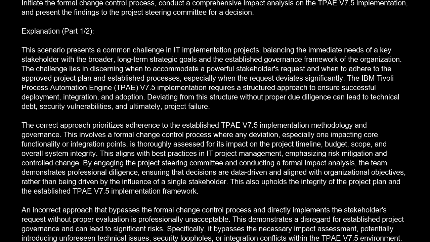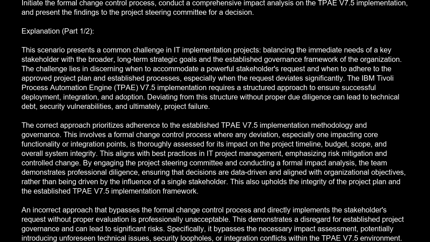The challenge lies in discerning when to accommodate a powerful stakeholder's request and when to adhere to the approved project plan and established processes, especially when the request deviates significantly. The IBM Tivoli Process Automation Engine (TPAE) v7.5 implementation requires a structured approach to ensure successful deployment, integration, and adoption. Deviating from this structure without proper due diligence can lead to technical debt, security vulnerabilities, and ultimately project failure.